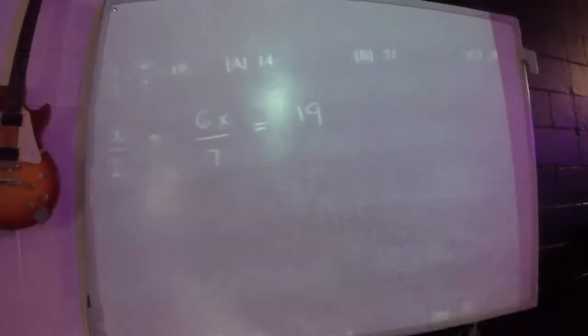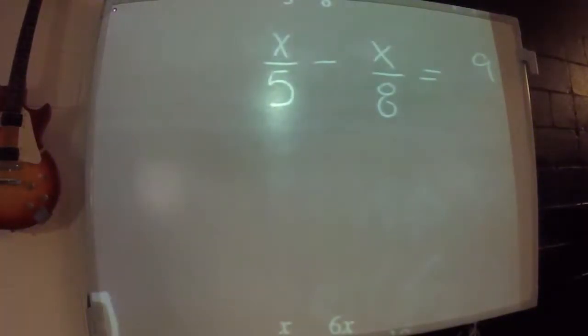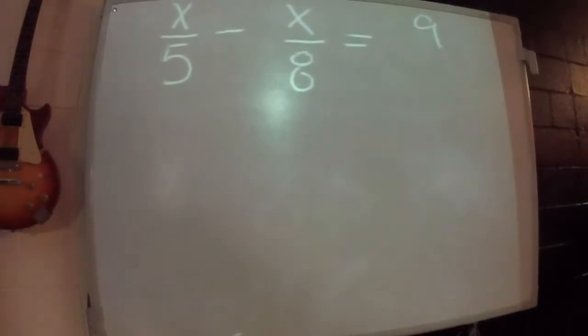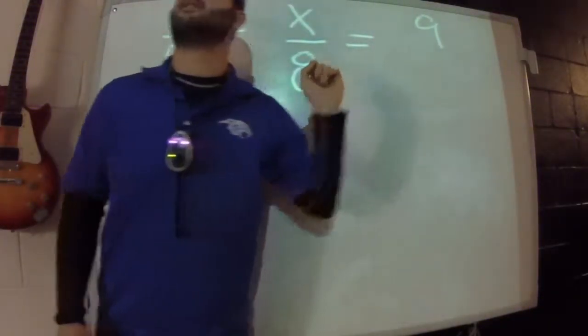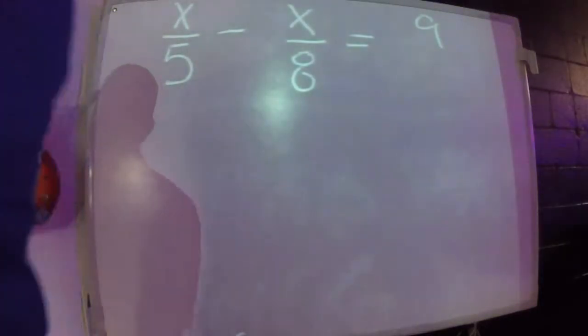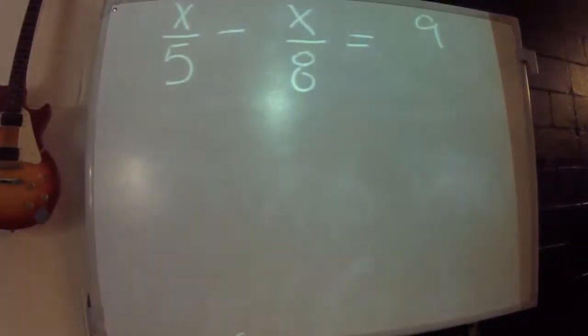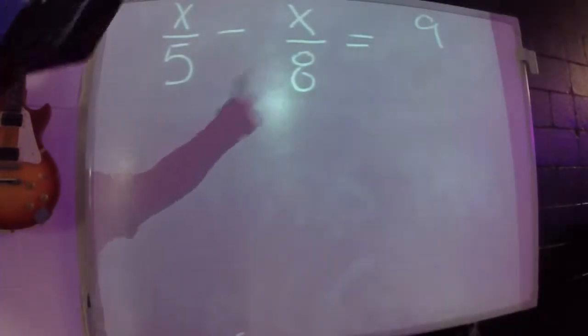All right, this is identical, not that one, this one. Identical to what we just did. So I've got x over 5 minus x over 8 equals 9. First, if I'm going to kill fractions, I have to look and see, do I have one piece that's not a fraction? Yes, 9. So I have to make it a fraction.